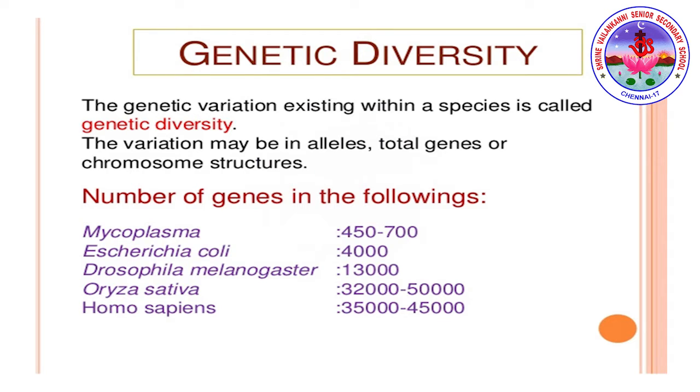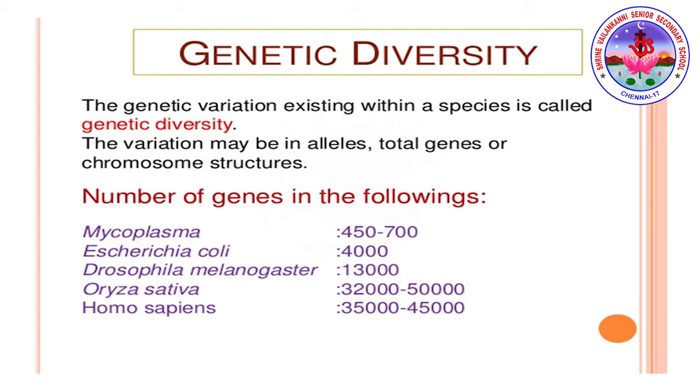Genetic diversity: a single species might show high diversity at the genetic level over its distributional range. It shows variation in terms of concentration and potency of chemicals, for example reserpine. In India there are more than 50,000 genetically different strains of rice and 1,000 varieties of mango. So this will be one of the examples. The variation may be in alleles, total genes or chromosomal structure. So what is genetic diversity? It is the variation existing in a species.